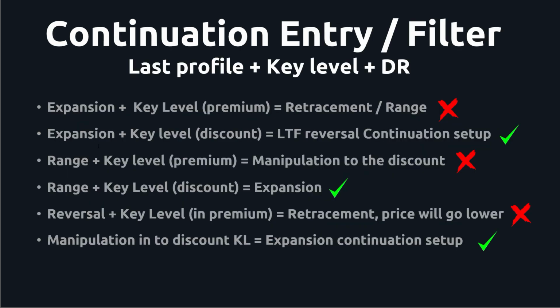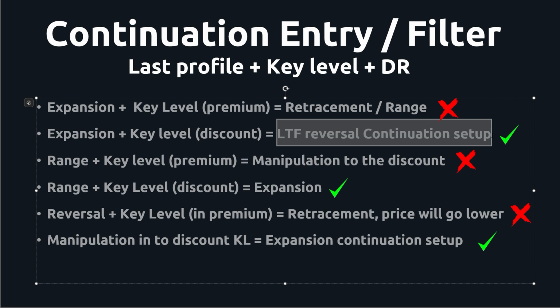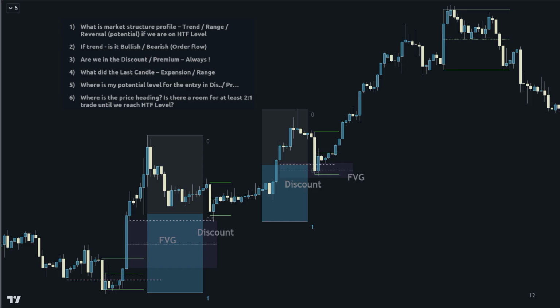But if you have expansion plus key level in the discount, right, it's a lower time frame reversal and continuation setup. This is what you want to be looking for, right? There is a few more, but I'm not gonna waste your time with these right now, right? So here is an example how it works, right?